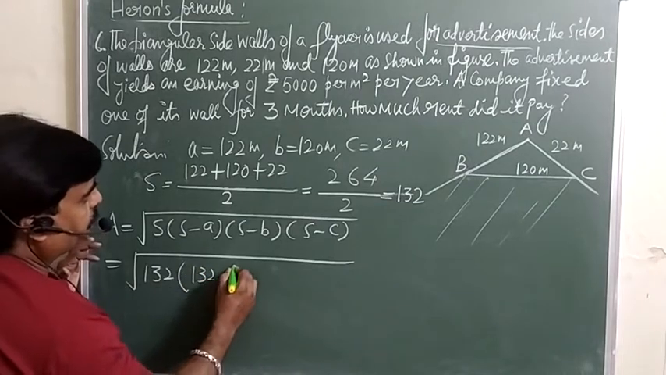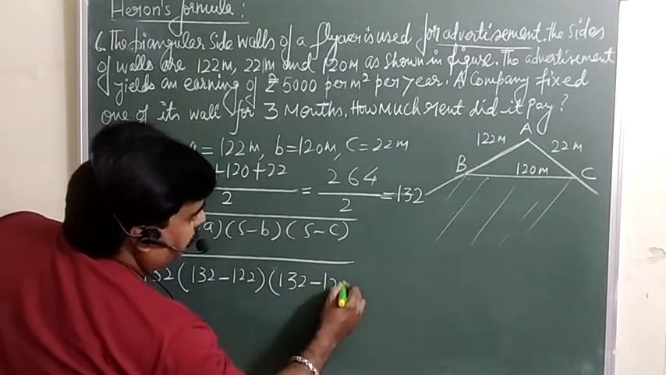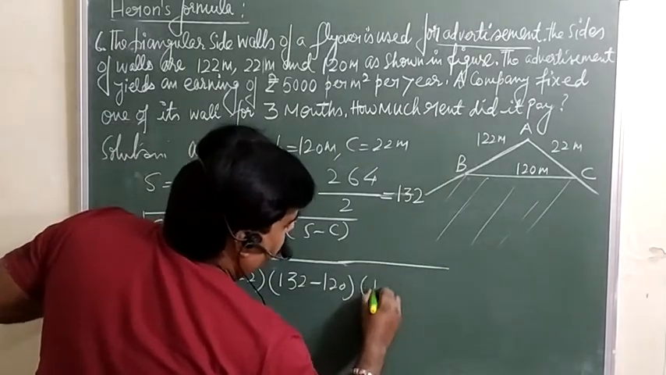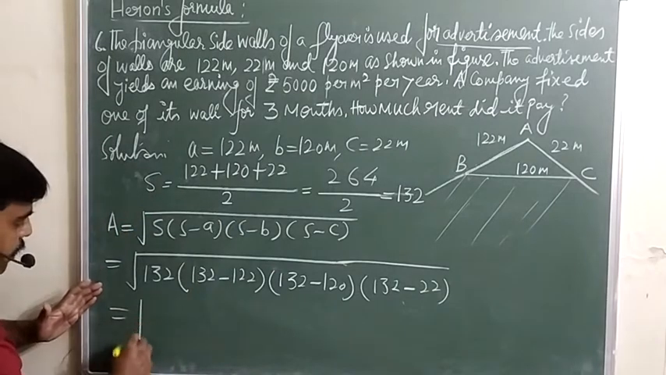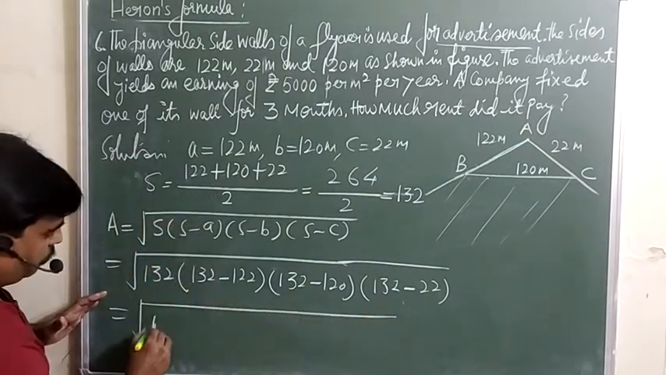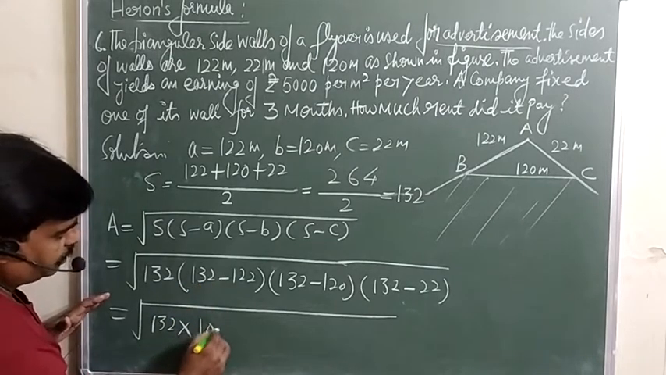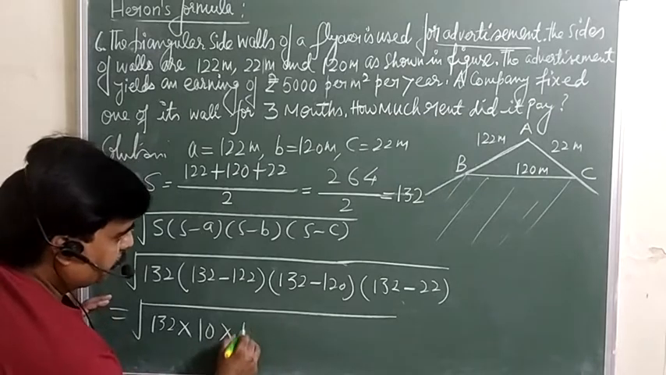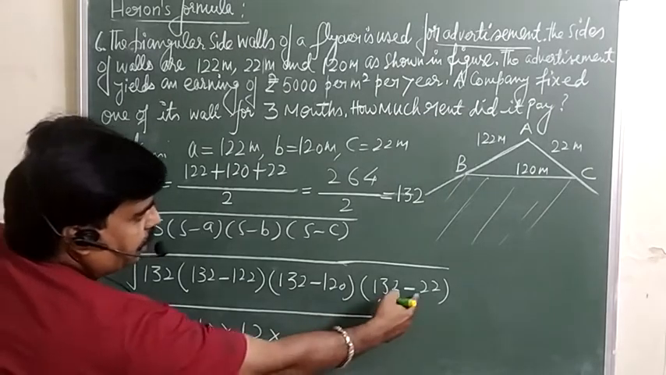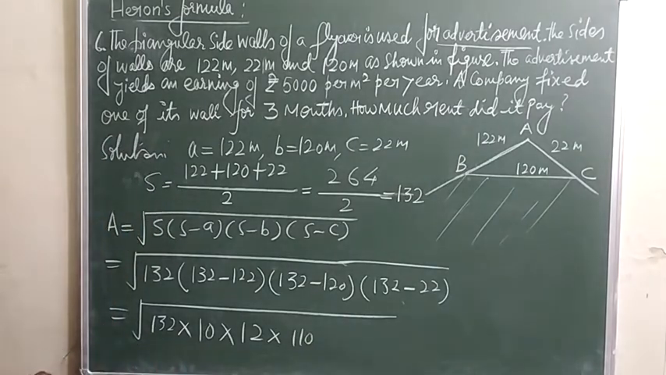132 minus 122. 132 minus 120 and 132 minus 22. So look at here now. This is your 132 into 122 you will subtract. So this is 10 into here is 12, and here is 110. You can do the factor of this one.